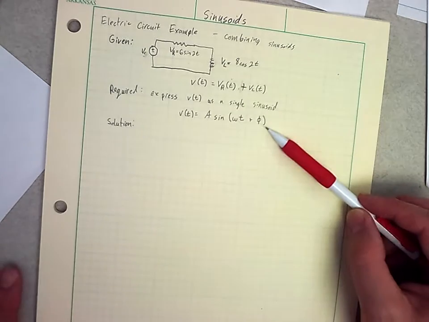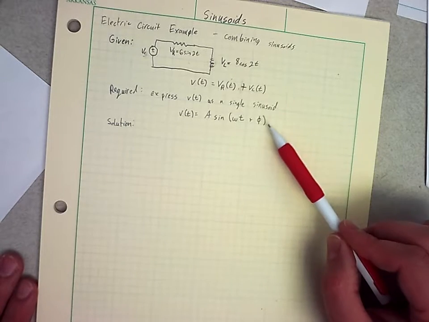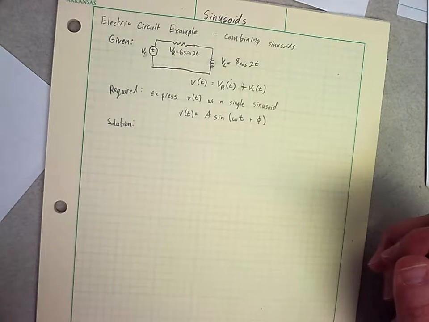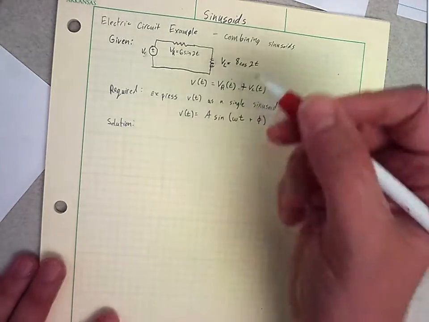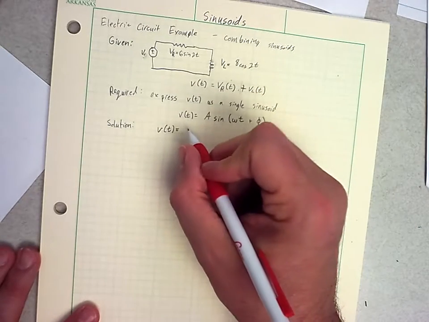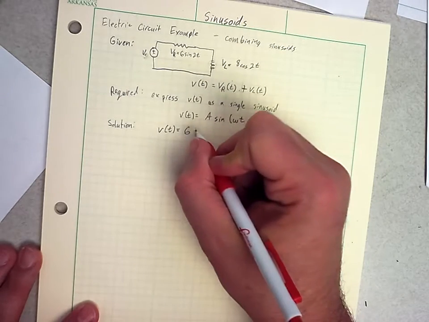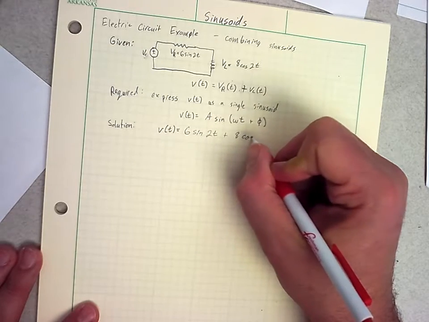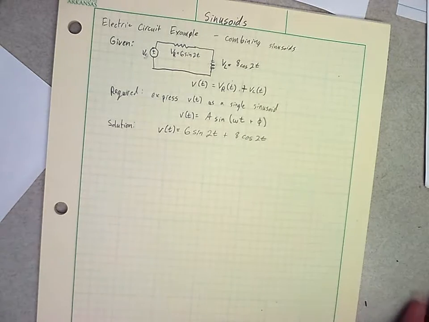So remember, a single sinusoid is going to look something like V of t equals A times sine of omega t plus phi. We have to figure out those parameters, and there's not a really quick way to do that. We know V of t equals the resistor voltage, which is 6 times the sine of 2t, plus 8 times the cosine of 2t. But there's not a simple way that I can just add sines and cosines together.